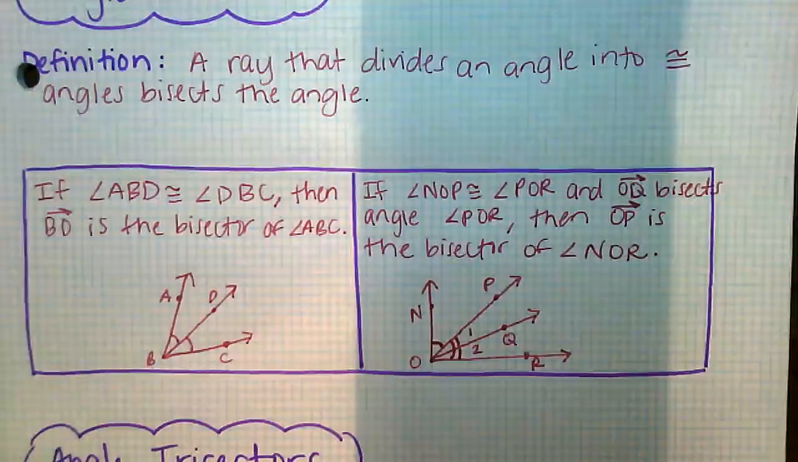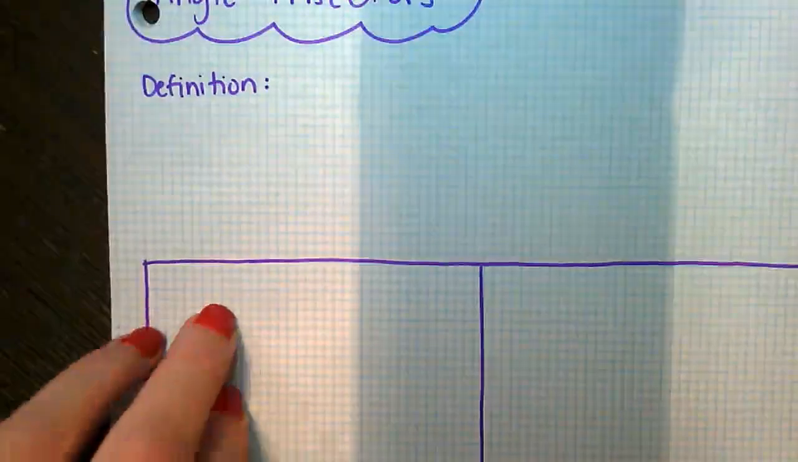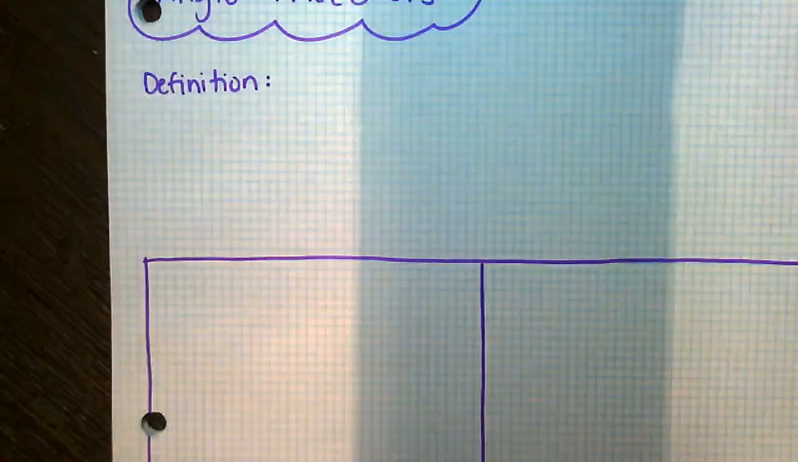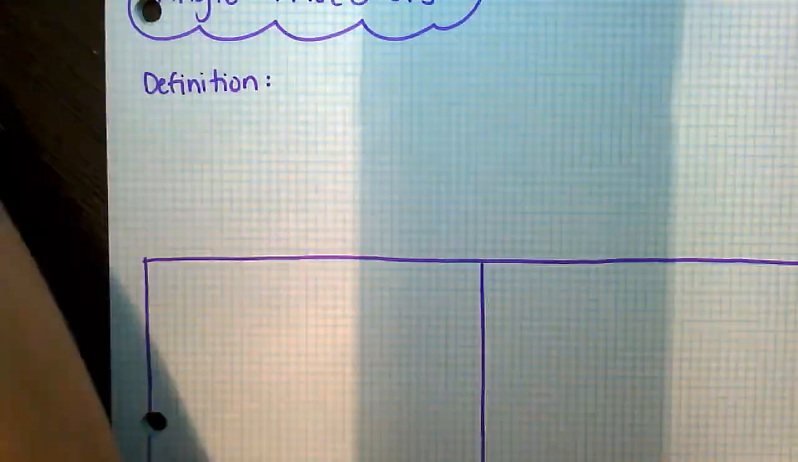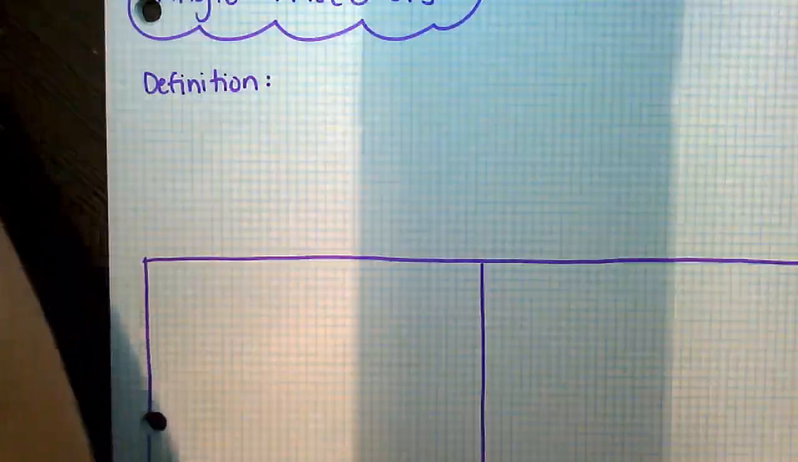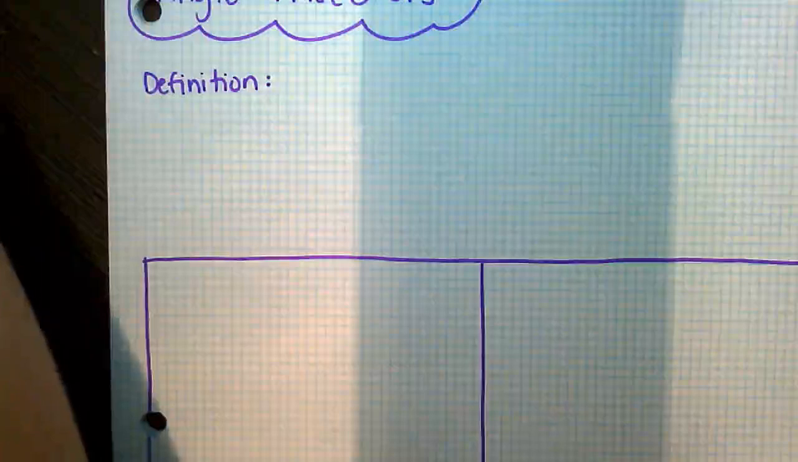Okay. And then let's take a look at an angle trisector. That's our last vocabulary word of the day. Okay, I'm going to pause this video. The second part of this video is going to include angle trisectors and also the practice questions.